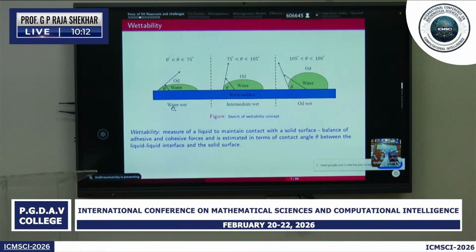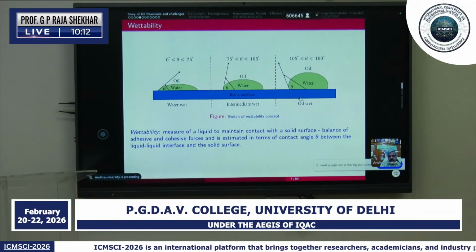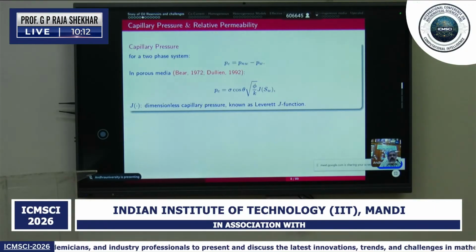How does the contact angle arise? It is due to the balance of cohesive and adhesive forces on the rock surface. If the contact angle is larger than 90, it is called oil wet, and this is intermediate wet. So this contact angle is also important for oil recovery models.